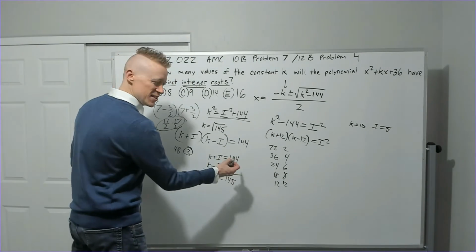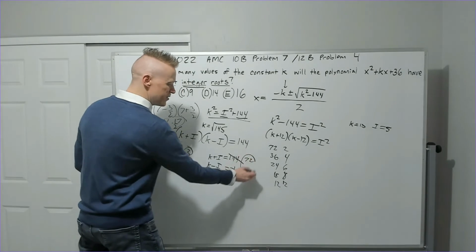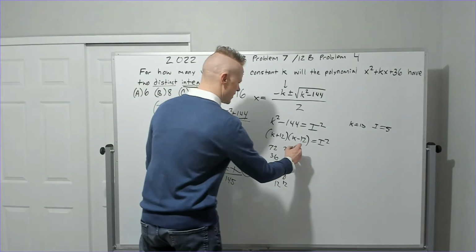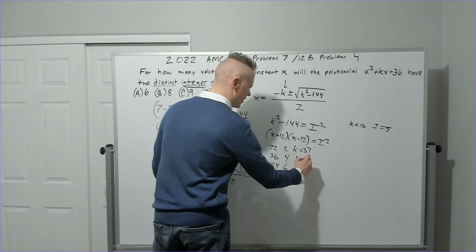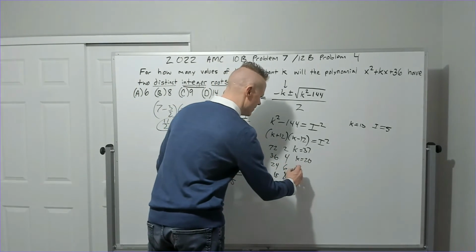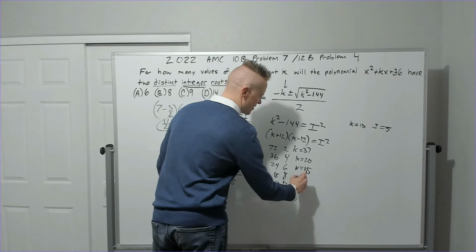And notice what this would mean, right? If I put this as 72 and 2, what am I going to do with these numbers? I'm going to add them and divide by 2. So in this case, K would equal 37. In this case, K would equal 20 because you're adding and dividing by 2. In this case, K is going to be 15. In this case, you're going to get K is 13.